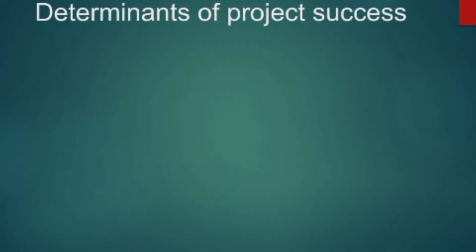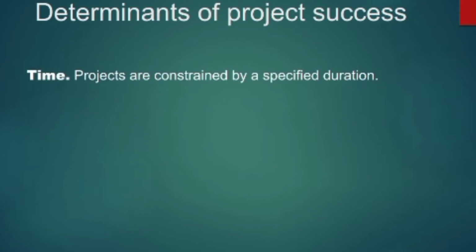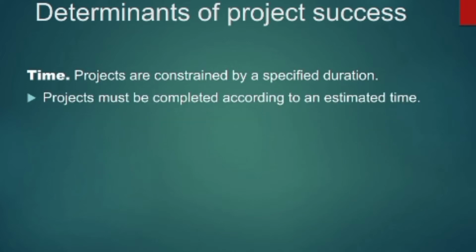Time or schedule. Projects are constrained by a specified duration. As stated earlier in the introduction of this presentation, projects are temporal. They have a beginning and an end. So projects work within this time frame. And because of that, if a project goes beyond a specified time, the project is a failure in terms of time. So a project must be completed according to the estimated time.